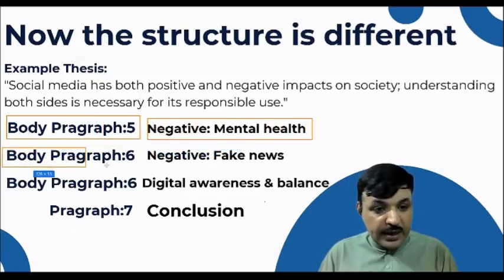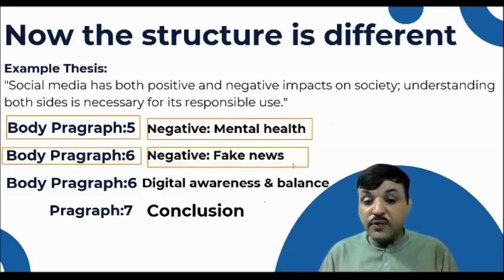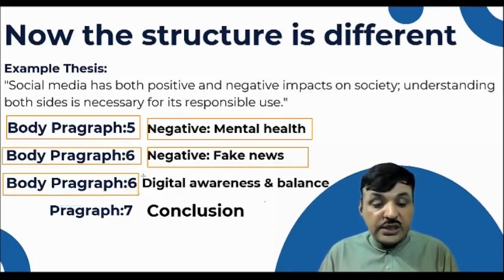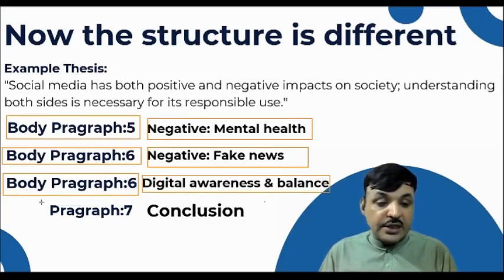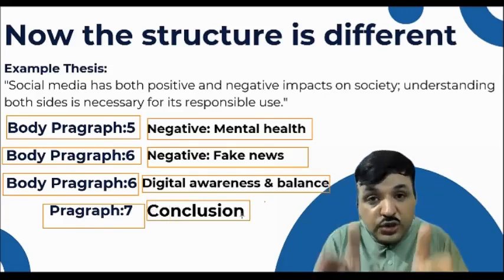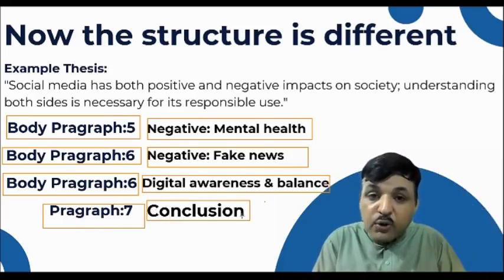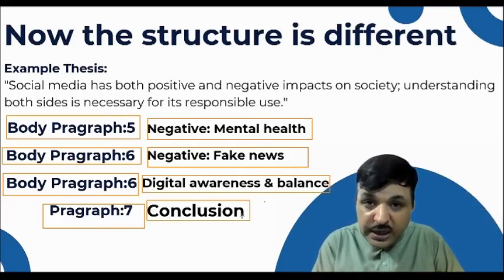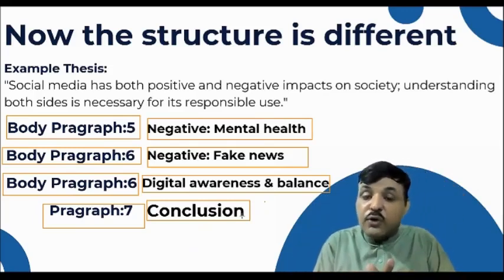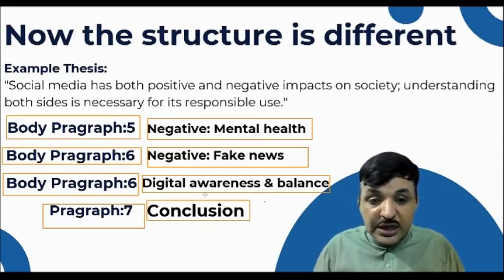And the sixth paragraph would be about the negative impact of social media. It can be fake news. And the seventh paragraph would be about digital awareness. And the eighth paragraph would be about the conclusion. So here in this structure, you can see after the introduction, the very first three paragraphs are about the positive impacts of social media on society, and the next three paragraphs are about the negative impacts of social media on society. And then one paragraph is about digital awareness.